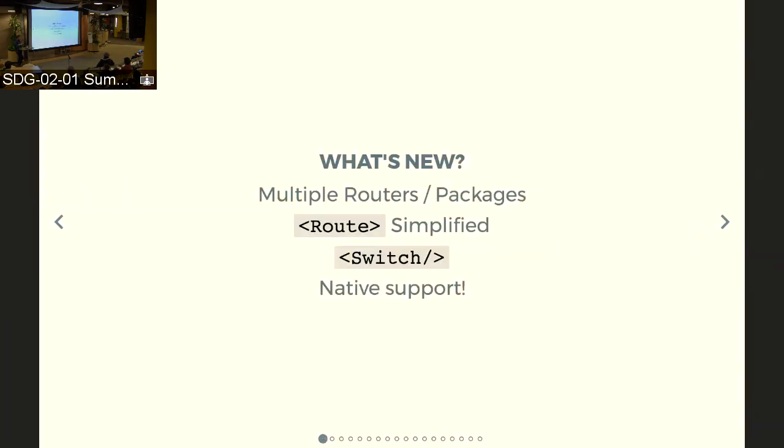So React Router version 4, what is new? We're going to talk about four specific things. First, there's multiple routers and packages now. The route component is simplified dramatically. And there's a new component called switch, which is notable. And then we'll also talk about native support before we go into talking about deep linking.